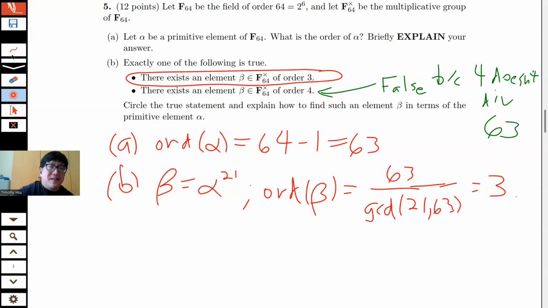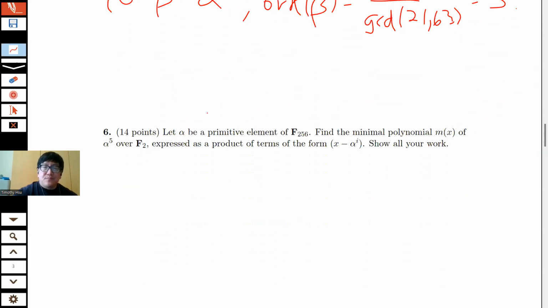So Venom, does that make sense? Those were the explanations that I was looking for? Yeah, so I take it number 5 is okay. Okay, good. All right, number 6.